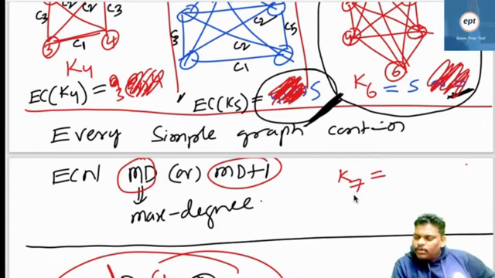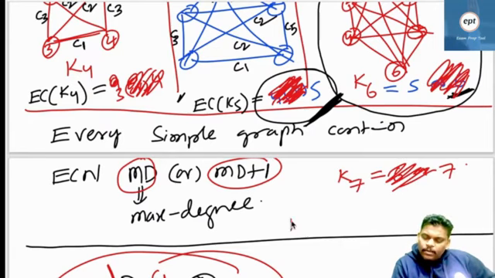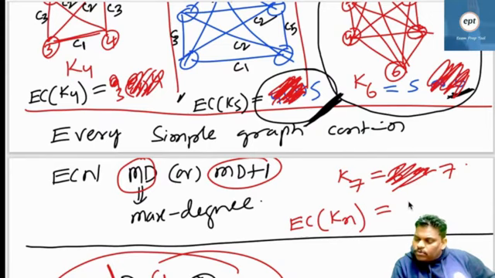Can you help me now? What is the answer here? K7, 6 or 7? K7 is 6 or 7, but the answer is 7. So remember, edge chromatic number for Kn is equal to n minus 1 if n is even. Please verify yourself.